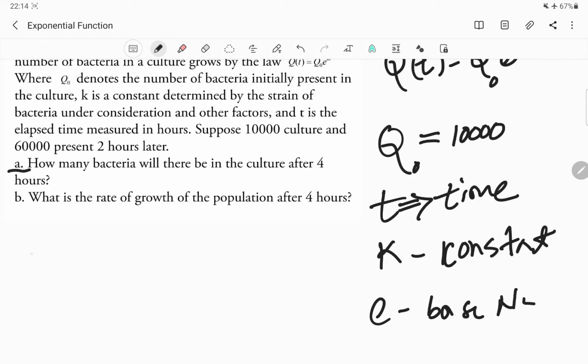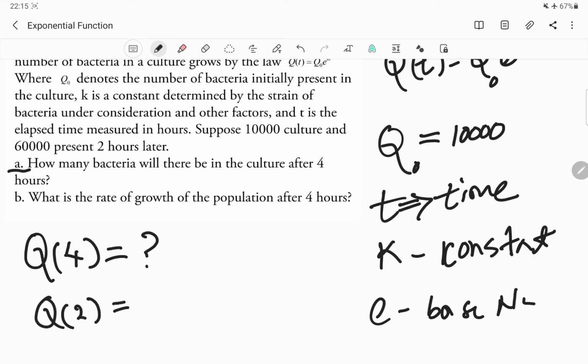Part A: how many bacteria will there be in the culture after 4 hours? Q(4) is the question. We know that Q(2) is equal to 60,000.